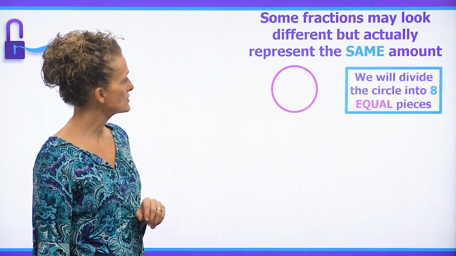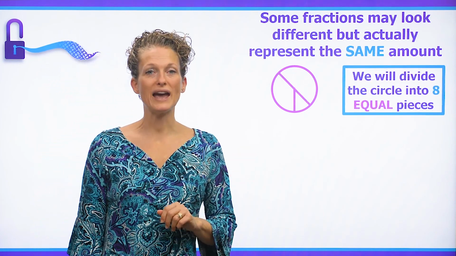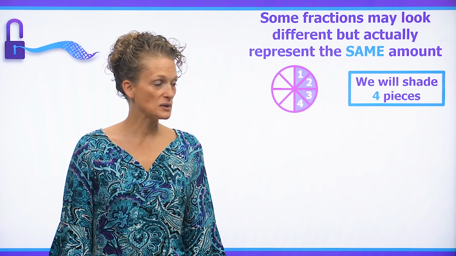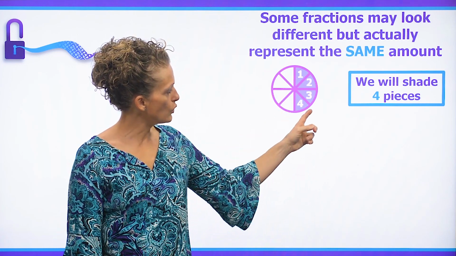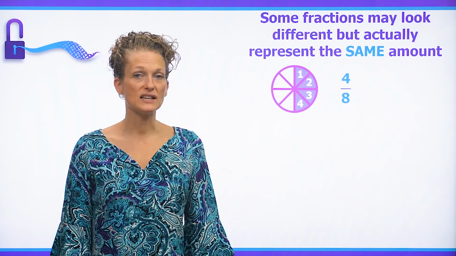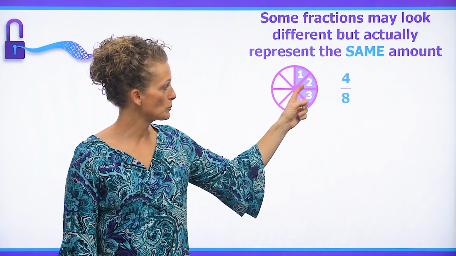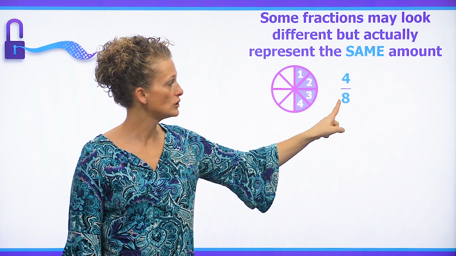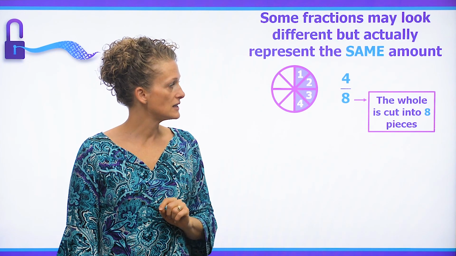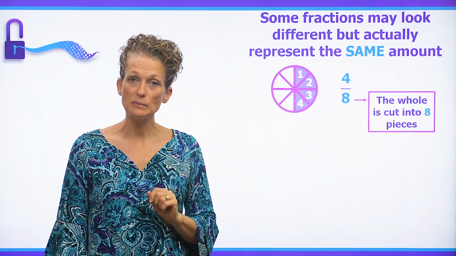Now, some fractions may look different, but they actually represent the same amount. So here we have this circle, and we're going to divide this circle into 8 equal pieces. And then we are going to shade 4 of those pieces. So you can see we've got this whole divided into 8, and then we've shaded 4 pieces. So that represents 4/8. 4 pieces are shaded out of a total of 8 pieces. So 4 pieces of the whole, and the whole is cut into 8 pieces.